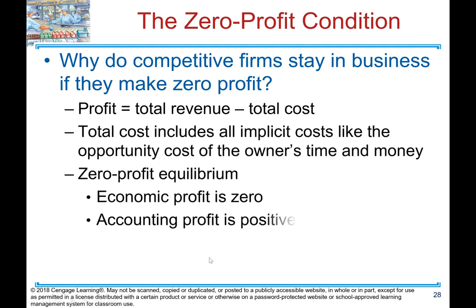Why do competitive firms stay in business if they make zero profit? Remember, total profit equals total revenue minus total cost. Total cost includes all implicit costs like the opportunity cost of the owner's time and money. So, zero profit equilibrium means economic profit is zero, but accounting profit is positive.